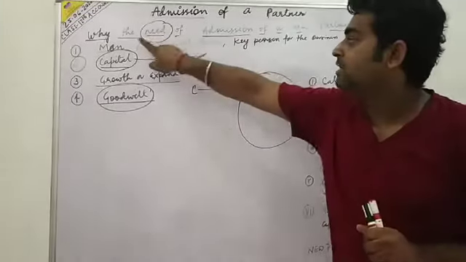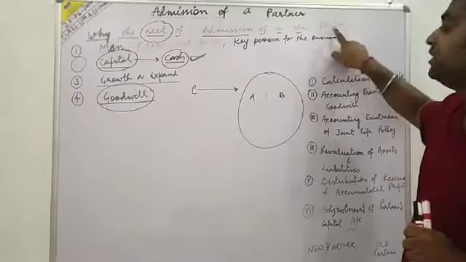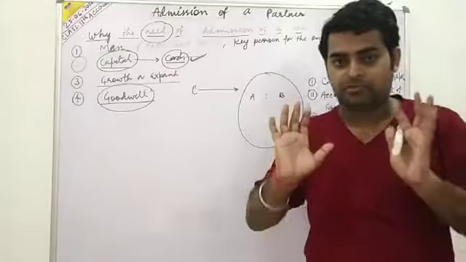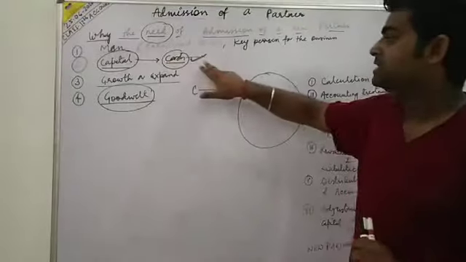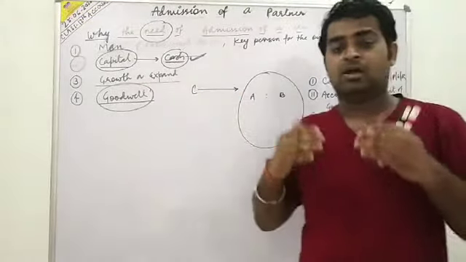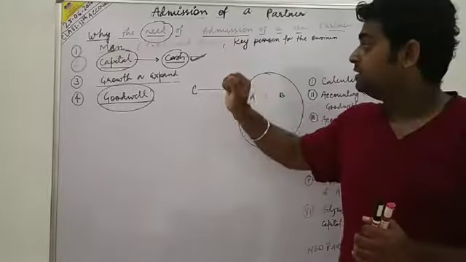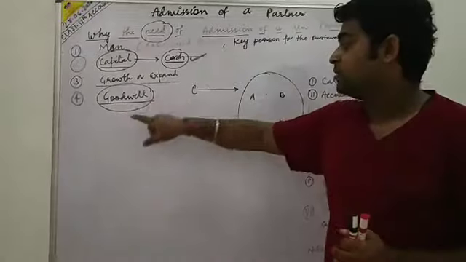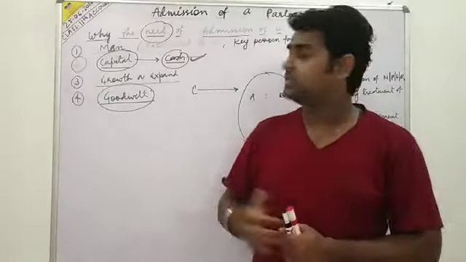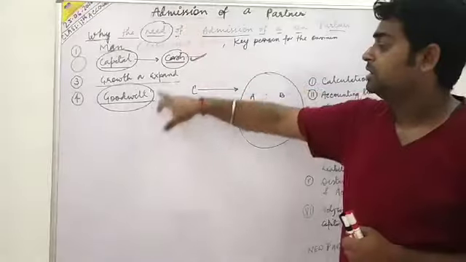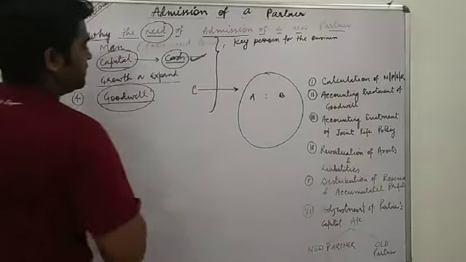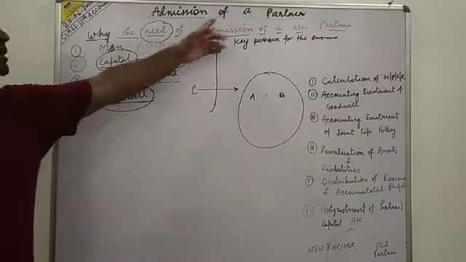What are the needs? Why the need of admission of a new partner in the partnership firm? The first thing is men, experienced persons, working hands in the business. Second one is capital, cash. Third one is growth or expansion of the business. If the business wants more growth or expansion, then it will go for the admission of a new partner. Fourth thing is goodwill. If the business wants to be more famous, then it will admit a new partner. These are the four main reasons for the admission of a new partner.